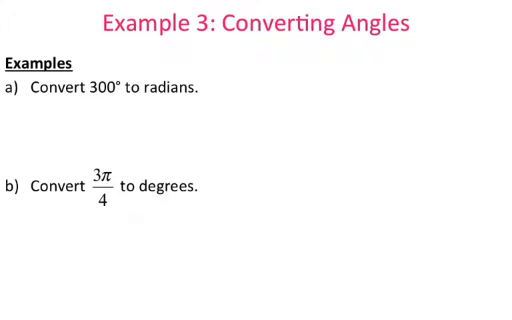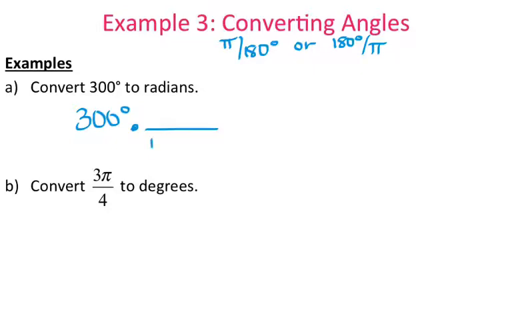The next thing we're looking at is converting back and forth from radians to degrees. There are two ways that you can do that. You're either going to multiply by pi over 180, or you're going to multiply by 180 over pi. And it really depends on what you start with. So if I'm starting with 300 degrees, and I'm trying to convert that to radians, I need to be able to cancel out that degree, which means my degrees needs to be on the bottom. So 180 degrees needs to be on the bottom, and then pi on top.